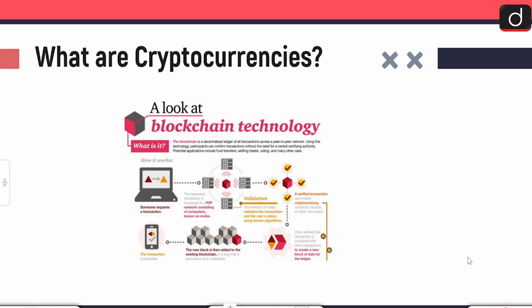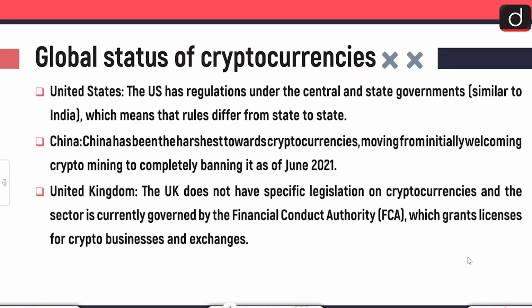The network nodes validate the transaction and the user status using known algorithms. A verified transaction can involve cryptocurrencies, contracts, records, or other information. Once it is verified, the transaction is combined with other transactions to create a new block of data for the ledger, and the new block is then added to the existing blockchain, and then the transaction becomes complete. So this is how it works.